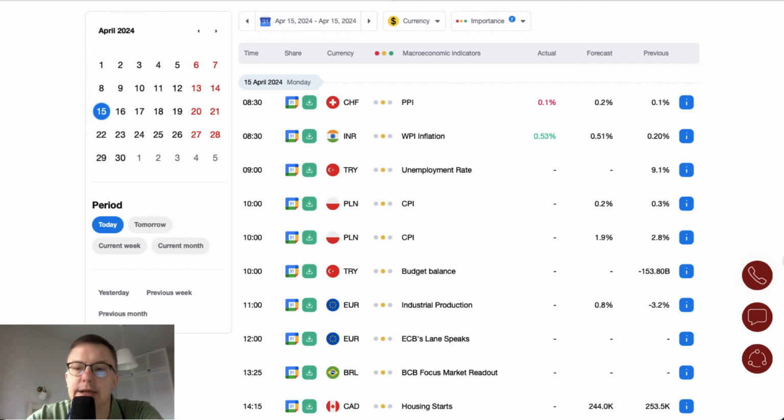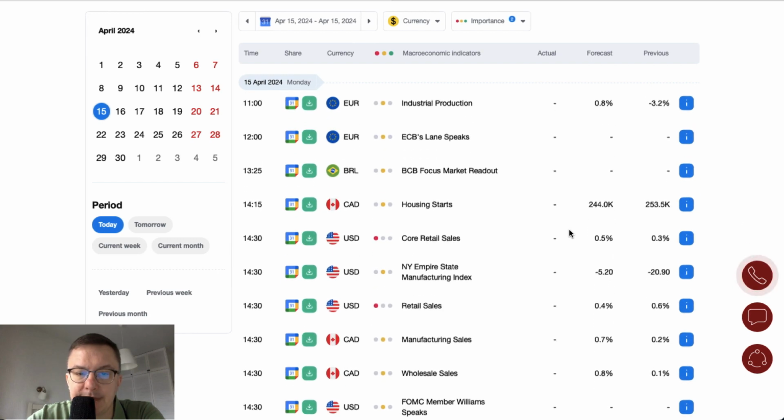PPI data from Switzerland worse than expectations. 0.2 was the forecast and the actual number was 0.1%. In line with the previous number, so there is no increase in PPI in Switzerland.